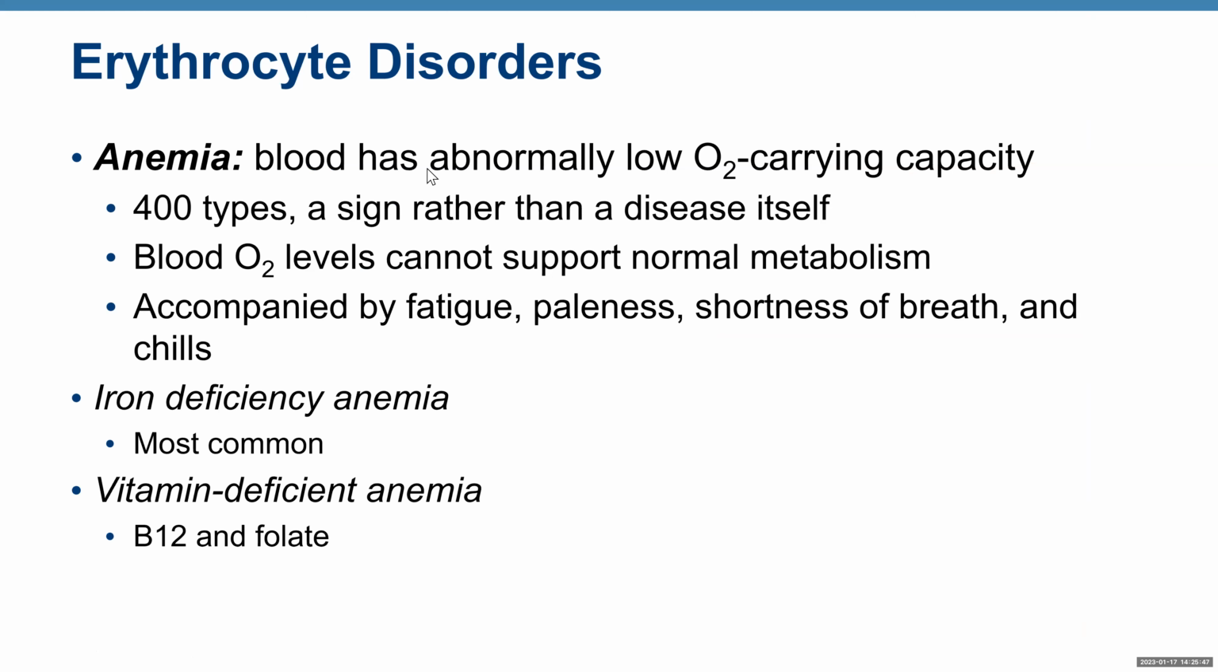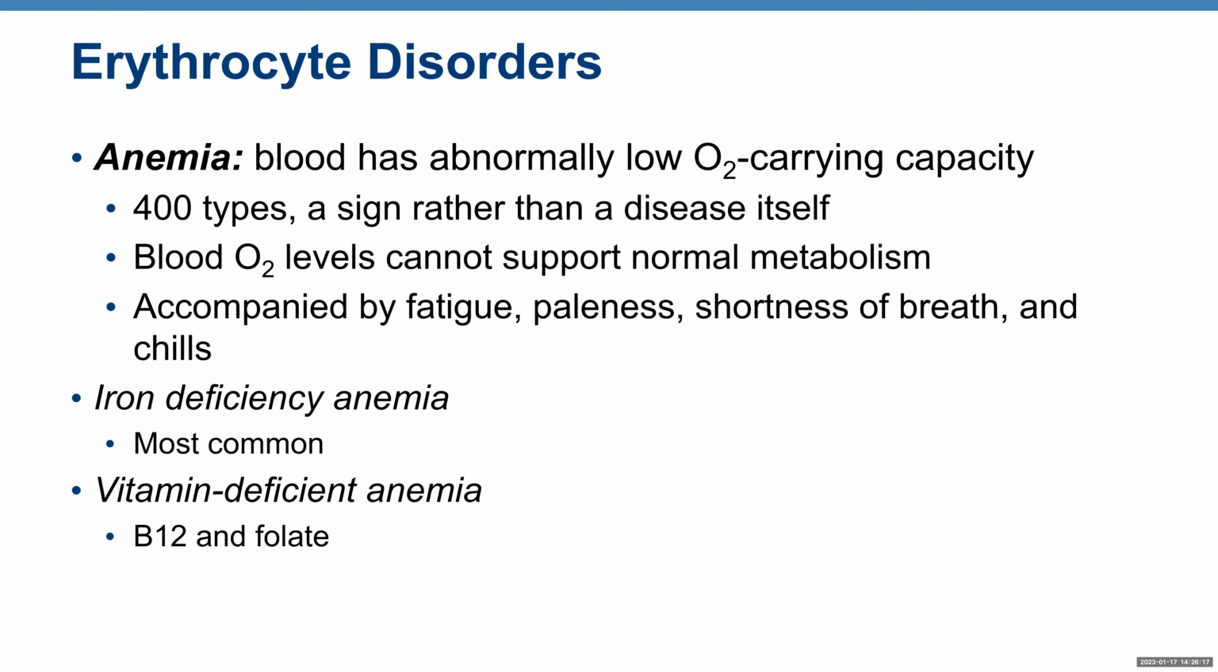Erythrocyte disorders, anemia. Anemia is defined as blood that has abnormally low oxygen carrying capacity. We have about 400 types of anemia. It's a sign rather than a disease itself. Blood oxygen levels cannot support normal metabolism. It's accompanied by fatigue, paleness, shortness of breath, and chills.